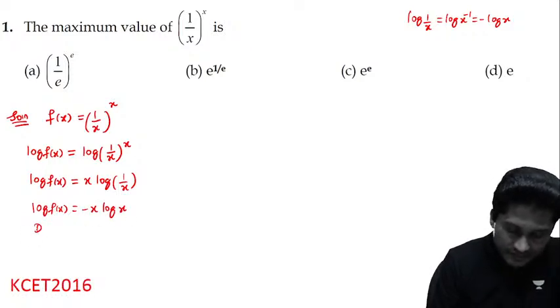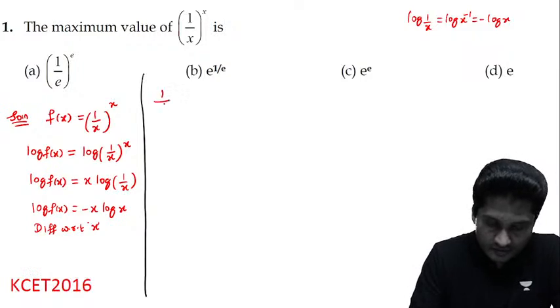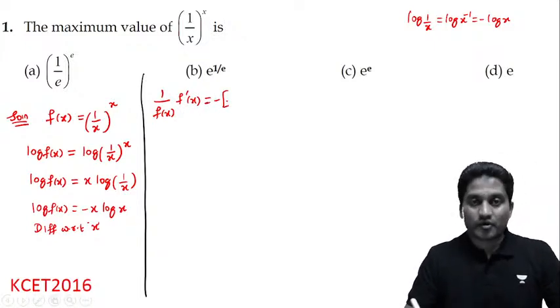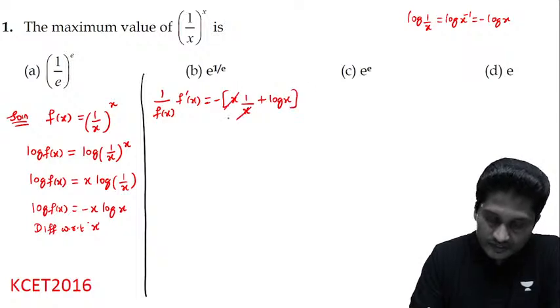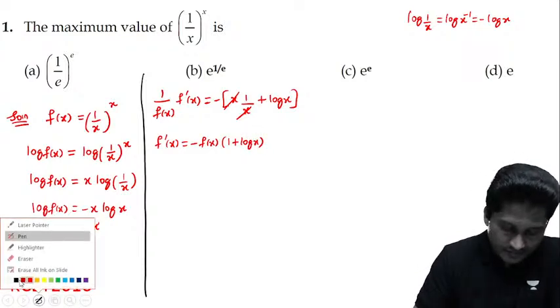Now if I differentiate with respect to x, differentiation of log x is 1 by x, right? So (1/f(x)) f'(x) is equal to minus into a bracket. Use the product rule: u v' plus v u'. This will cancel. f'(x) is equal to minus f(x) into (1 plus log x). Right, this is f'(x).